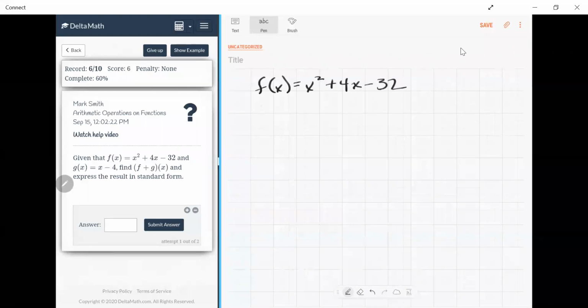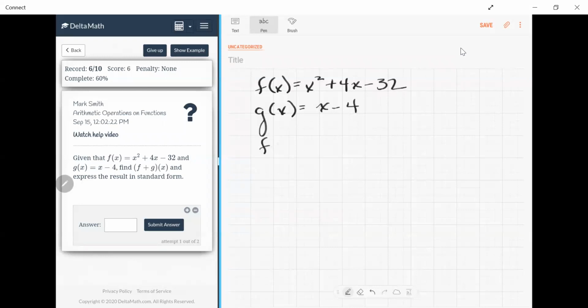And then it says g of x equals x minus 4. And then it gives us this notation. It says find f plus g of x. Okay, so how do we do that, and what does that mean?